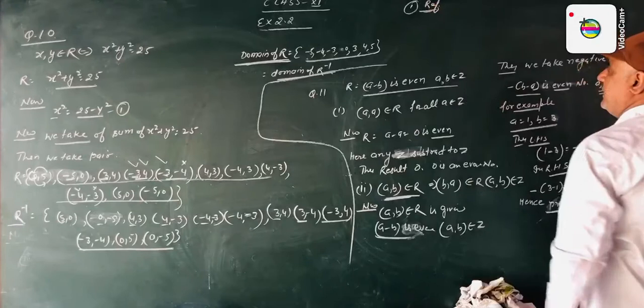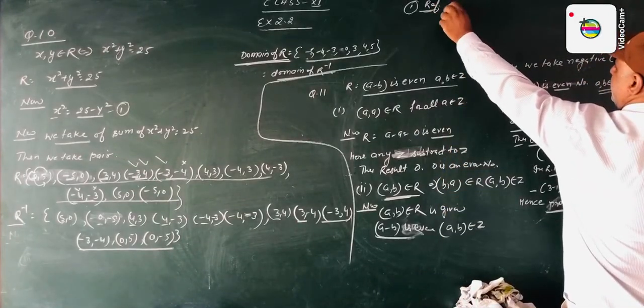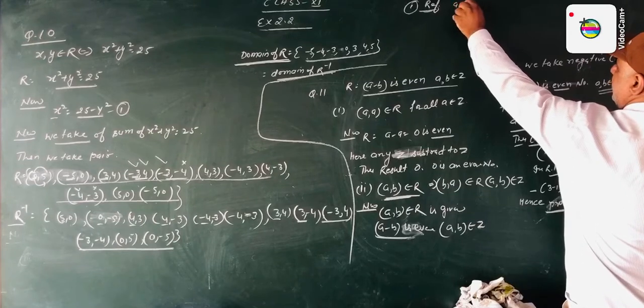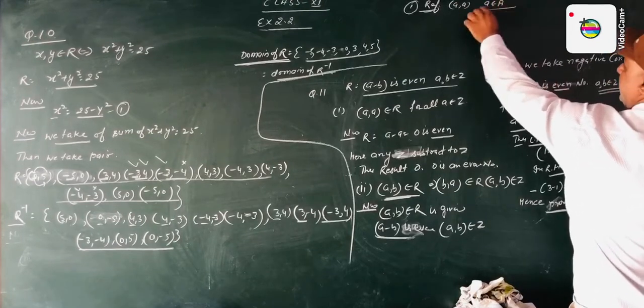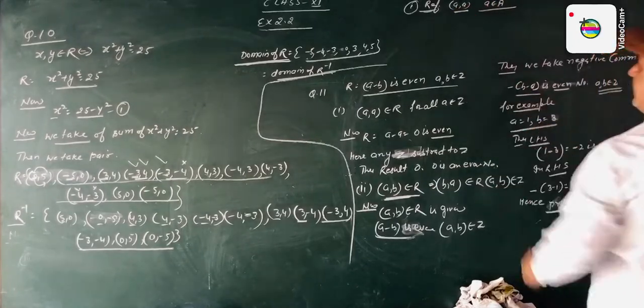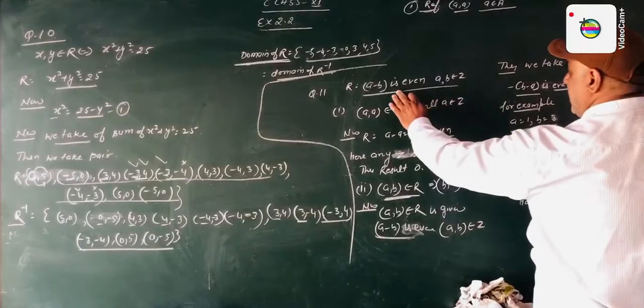Reflexive relation means if A and B are two sets belonging to a non-empty set, then (A, A) belongs to R, where A belongs to capital A. This says that both elements are the same in reflexive relations, and the relation is given by R.